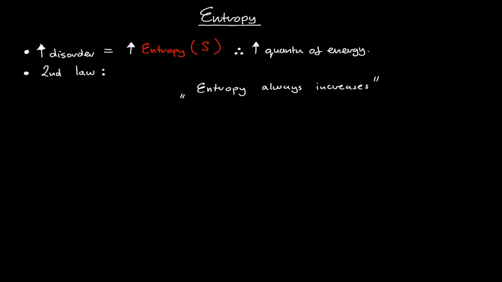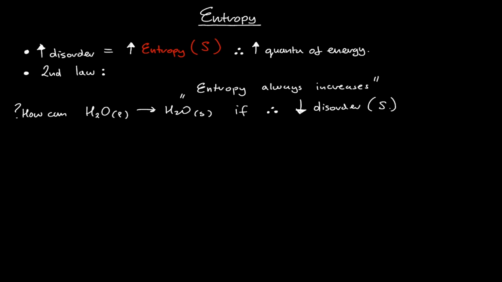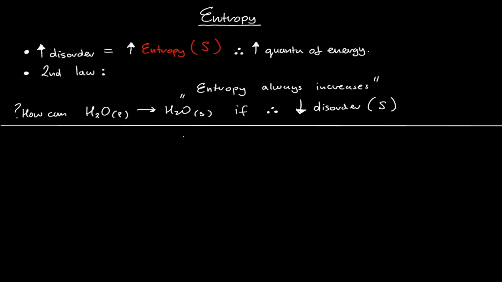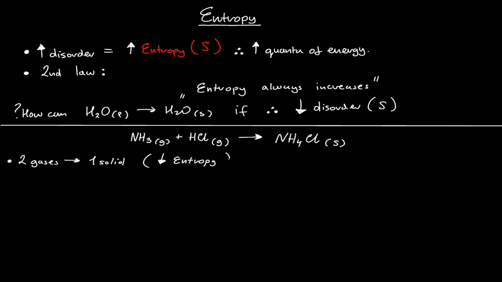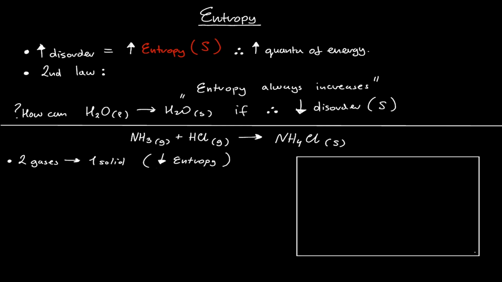Perhaps most of you have heard something like "entropy always increases." The idea is that any process which takes place is always associated with an increase in entropy, that is, an increase in chaos or disorder. However, thinking about that, let's imagine water turning into ice. The entropy is clearly dropping. So what's going on here? Here is another example with NH3 and HCl. From two gases we form one solid, which is a drastic decrease in entropy.